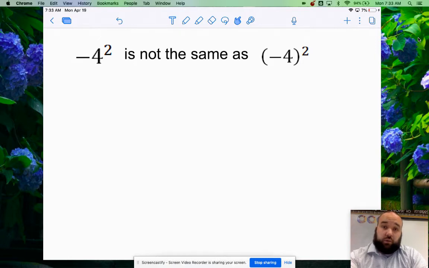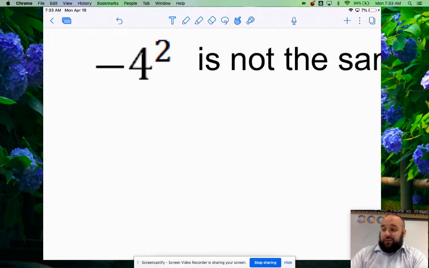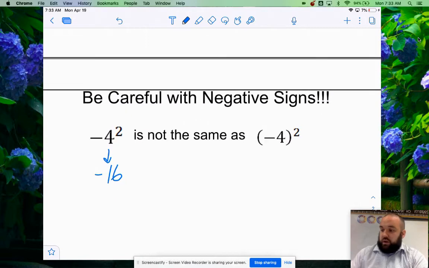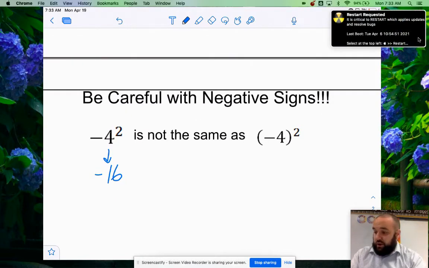Now, when we are dealing with exponents, and the base number is negative, you have to be careful when you're typing this into a calculator, whether it's your iPhone, whether it's your iPad, if you have a graphing calculator, it doesn't matter. -4 to the second power is going to give you -16 in any calculator.